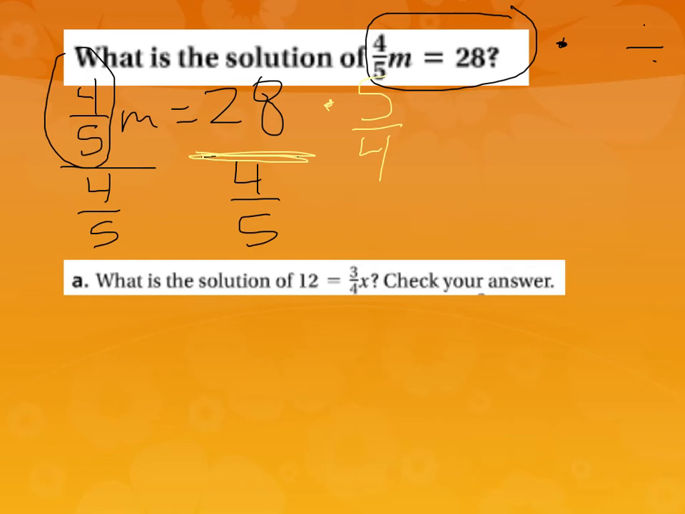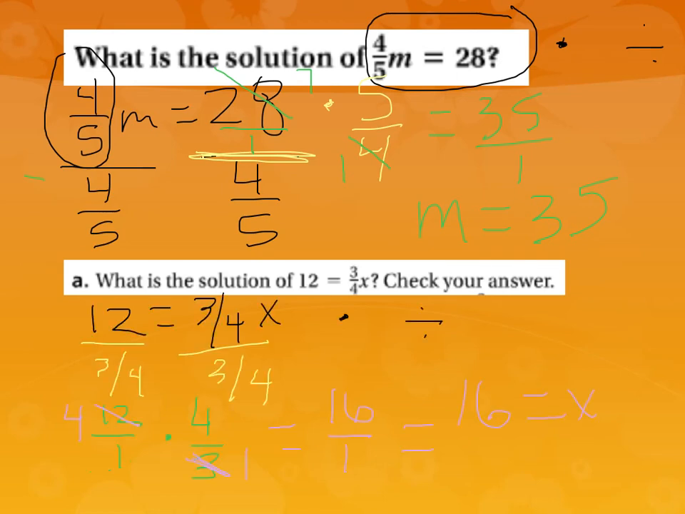So I can simplify the 28 and 4, because 4 goes into 28 7 times, and then I'll have a 1 below. So now I have 7 times 5 is equal to 35, and 1, because this would be over 1, times 1 is 1. So m is equal to 35. I want you to do the next problem by yourself and check your work.